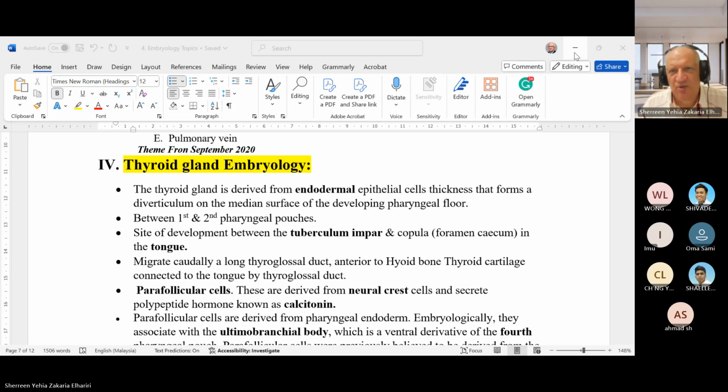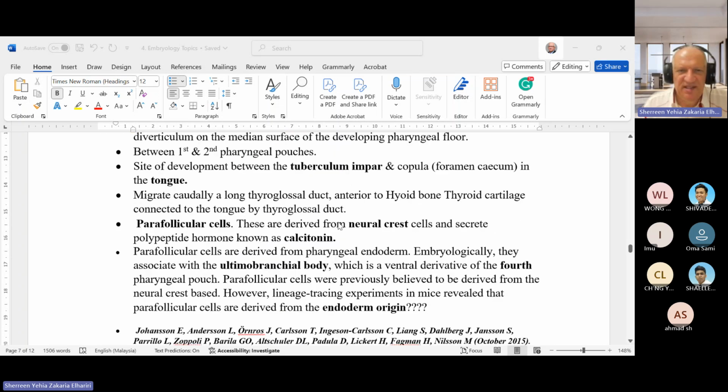We don't ask you this detail in the exam, but what is important to know for our exam is that the parafollicular cell secretes calcitonin and can cause medullary thyroid carcinoma, and the medullary thyroid carcinoma can be part of multiple endocrine neoplasia type 2.